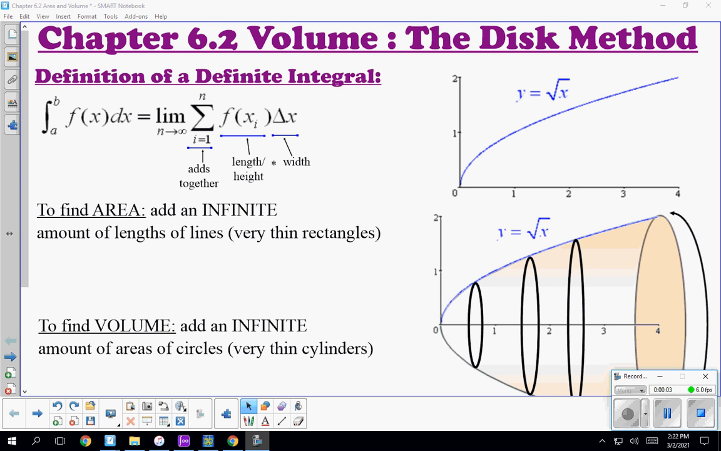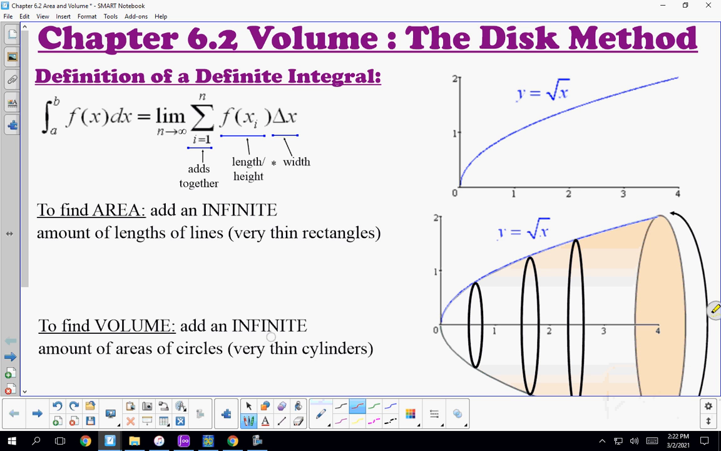In this video, we're going to use what we know about integrals to now calculate the volume of a three-dimensional object. So first I want to remember the definition of a definite integral. Remember, when we're calculating this definite integral, what we're really doing is adding together an infinite amount of rectangles. And so here we're calculating the length times the width.